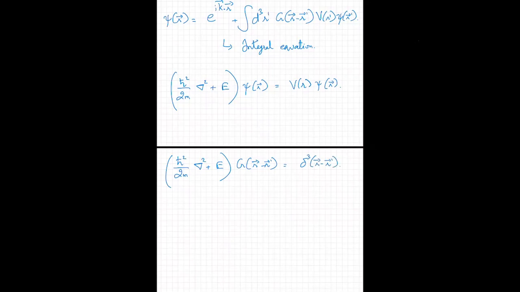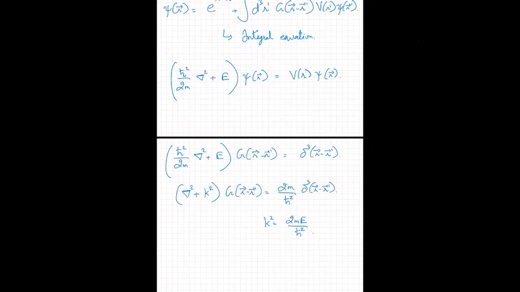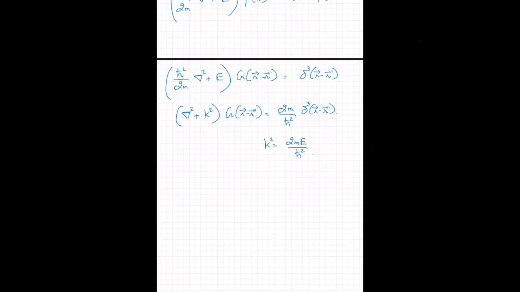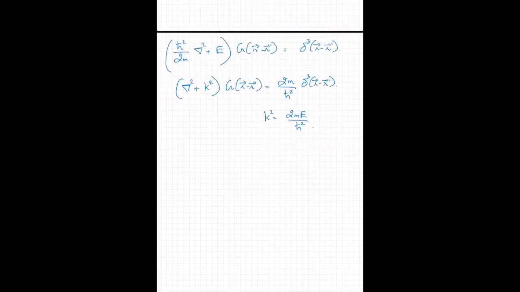We can clean up this equation a little bit by multiplying by 2m over h bar square. If I do that, this equation becomes del square plus k square acting on G equals 2m over h bar square delta cube of r minus r prime, where k square is the usual 2mE over h bar square. So this is the equation I need to solve. This is the equation that will tell me what the Green's function for the problem is. Are there any questions or comments up till now?